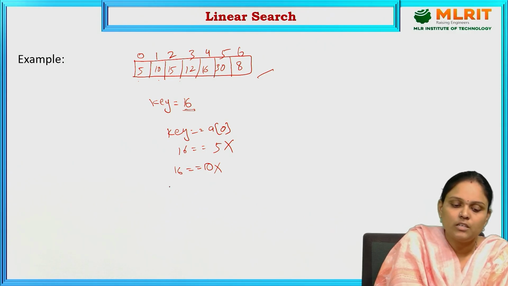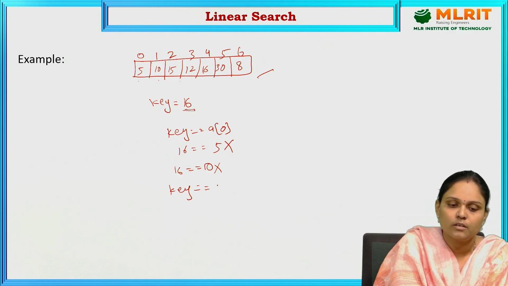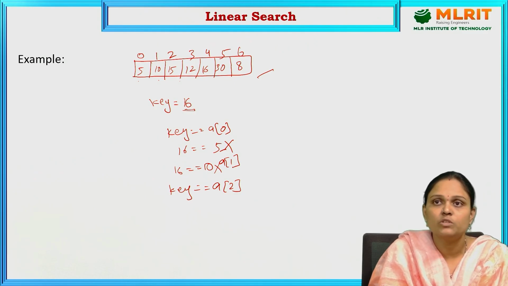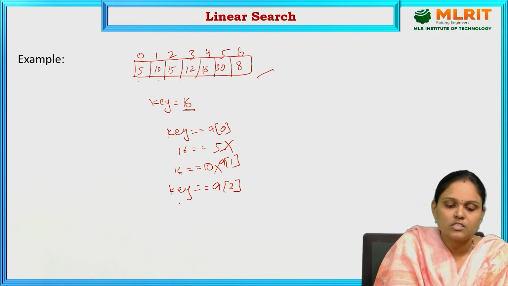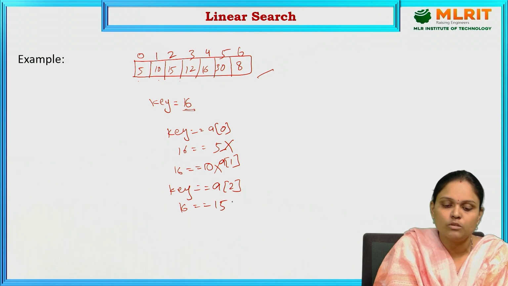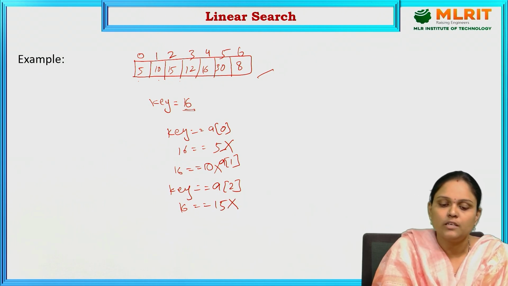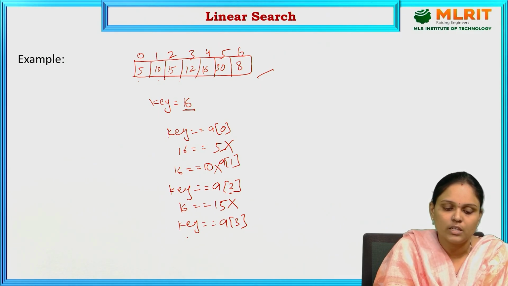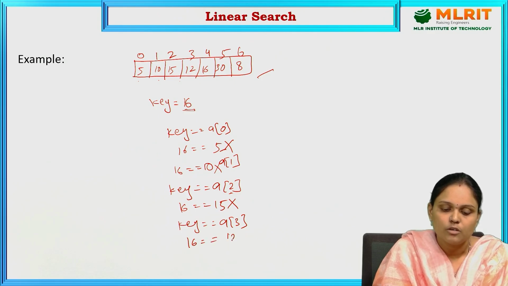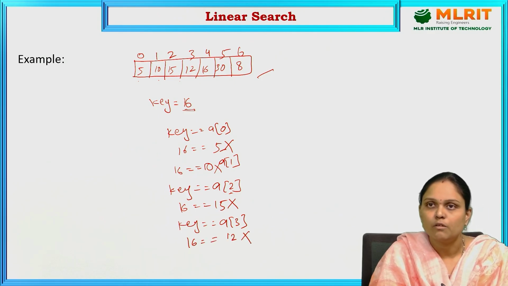Now the key element we need to compare with A of 2. It is not matching with the index 1 element. So we need to increment the index value and check with the next element. Key is 16 and A of 2 value is 15. No, here also it is not matching. So we need to increment the index position. Now we check whether the key is matching with A of 3 or not. Here key is 16 and A of 3 is 12. No, here also the condition is false.